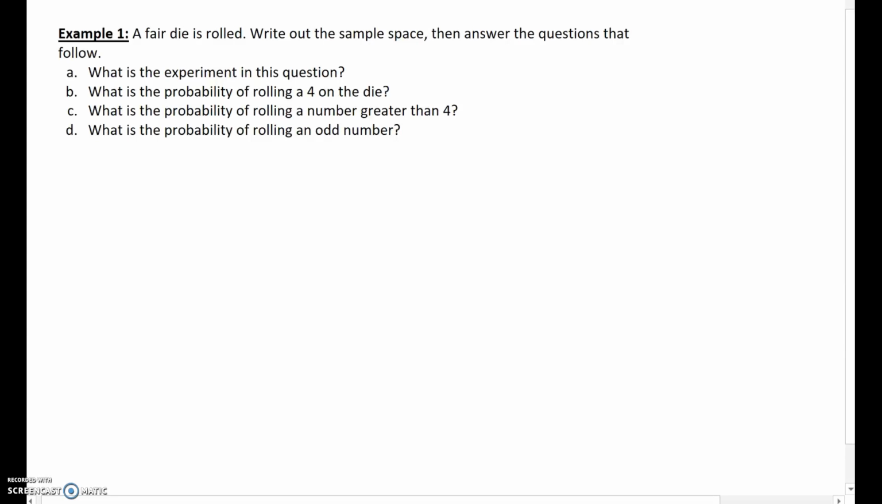Okay, this is the first example under probability. A fair die is rolled. Write out the sample space and answer the questions that follow. Well, let's write out the sample space, since that's the first thing we're told to do.